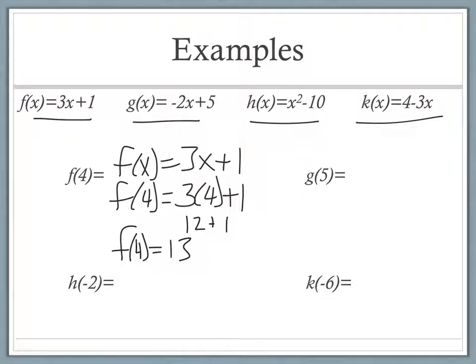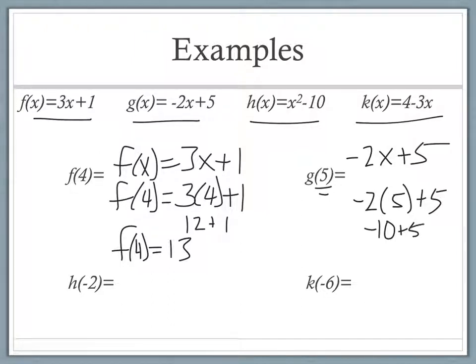So let's do the next one, g of 5. I'm going to do negative 2x plus 5, and we're going to plug in 5 for our x. So we're going to do negative 2 times 5 plus 5. Negative 2 times 5 is negative 10, plus 5 is positive 5. So g of 5 equals 5.